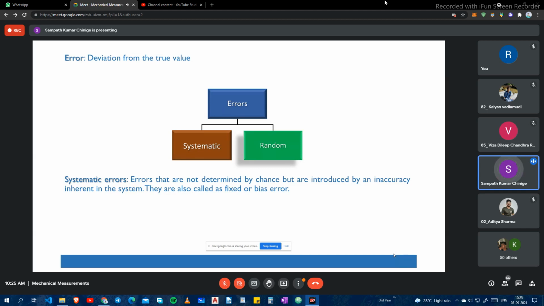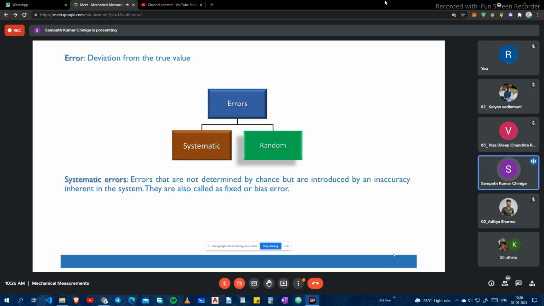So that error will be consistent. It will not vary. Because of that, if for a reading x1 it is supposed to give y1, it may give y1 dash. That means some deviation will be there in the output.